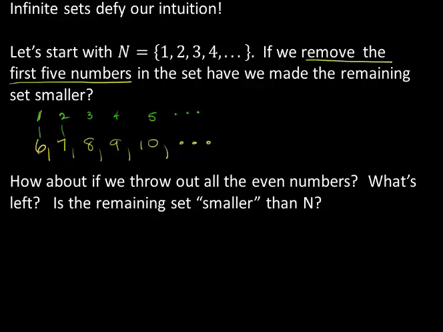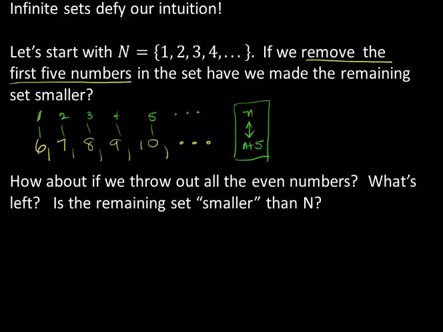Can you see that there is a one-to-one correspondence between these two sets? In other words, we're pairing n in the natural numbers with n plus 5. This correspondence right here is one-to-one. Therefore, we have removed elements from the natural numbers, but we have not made the set any smaller. The two sets have the same cardinality.